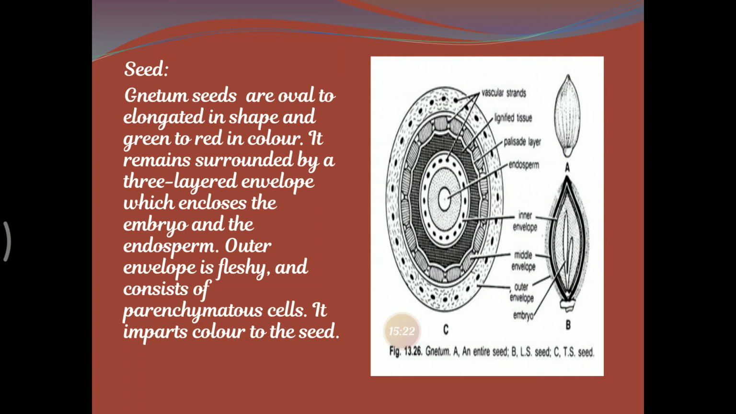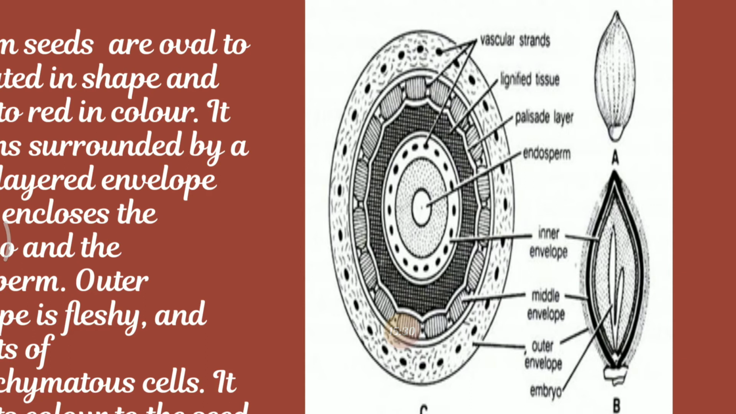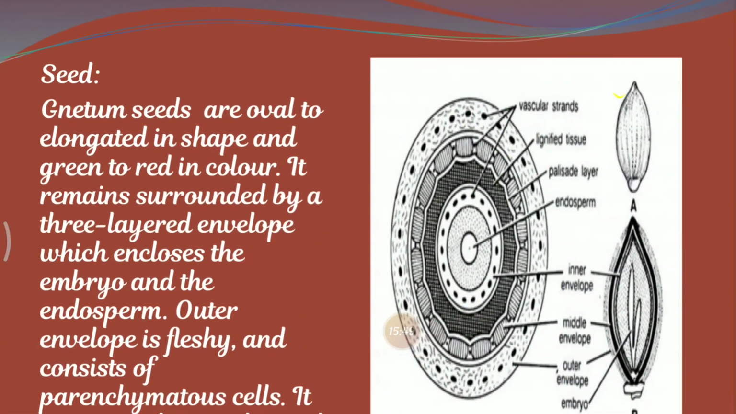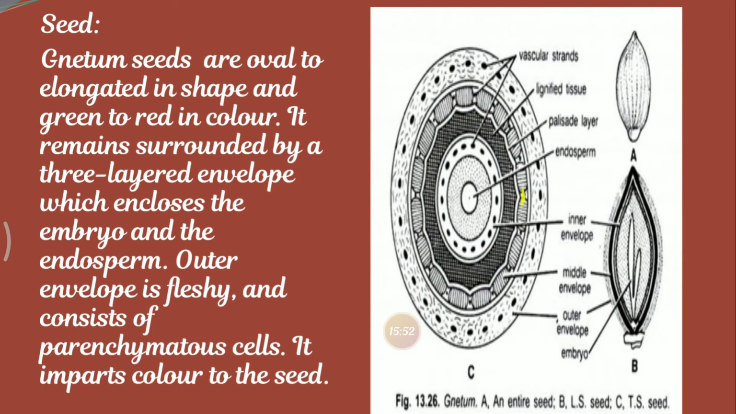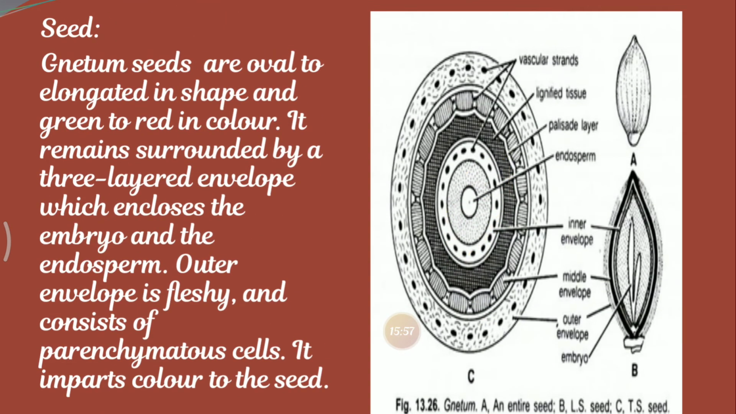The outer envelope is parenchymatous with fibrous and sclerites. The middle envelope is stony in nature. The inner envelope consists of columnar cells. Next to the inner envelope, there is a parenchymatous tissue. The latter surrounds the endosperm. A thin strip of nucellus lies at the micropylar end of the seed. You can see this condition. This diagram is the entire seed. Later this is an LS of the seed and this is a TS of the seed. So this is how we can see the seed here.